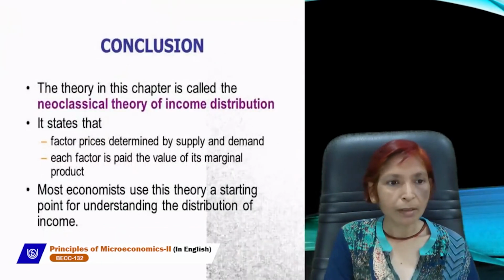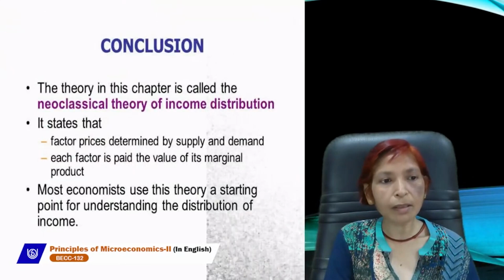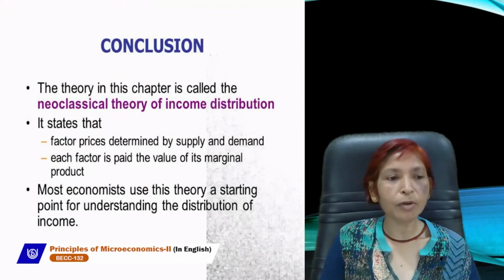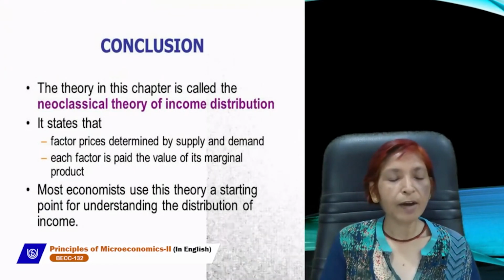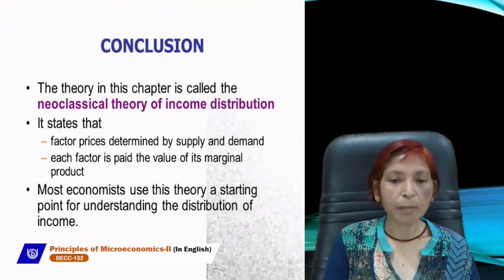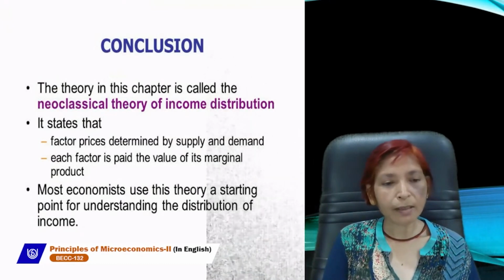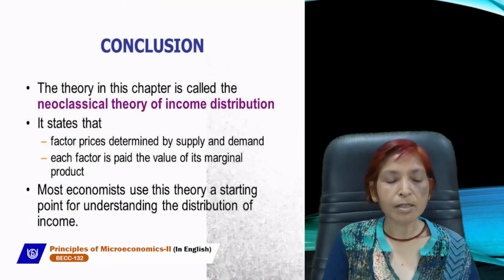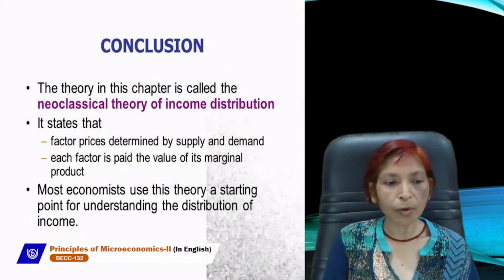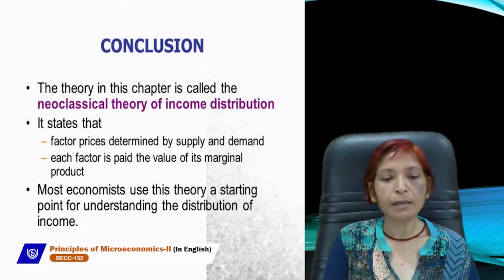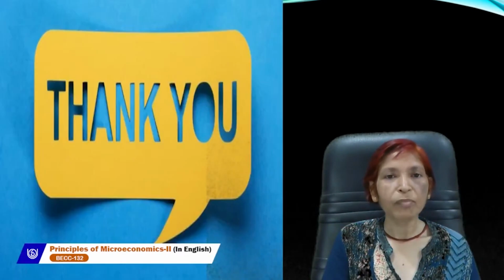Now the conclusion. The theory in this chapter is called the New Classical Theory of Income Distribution. It states that factor price is determined by the demand and supply curves. Each factor is paid the value of its marginal product. Most economists use this theory as a starting point for understanding the distribution of income.